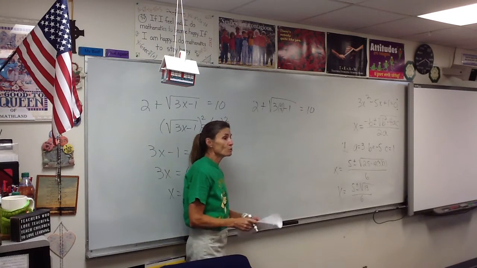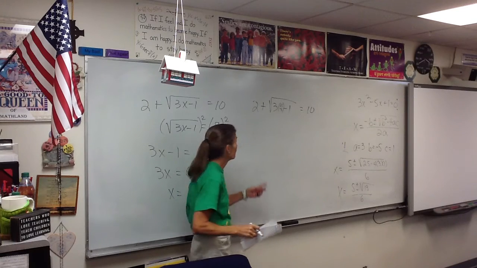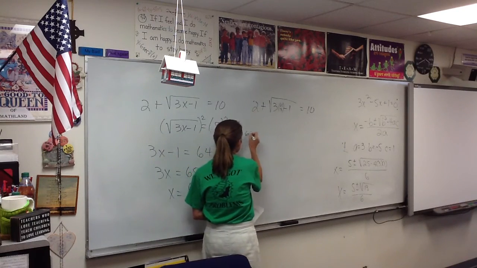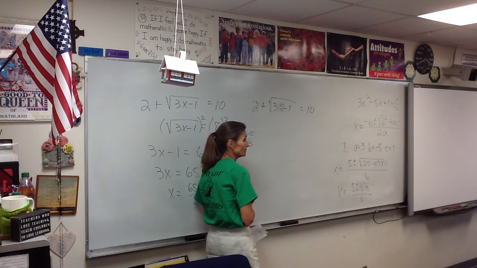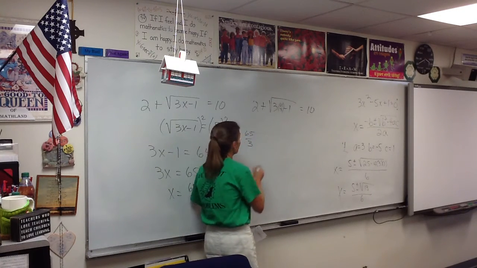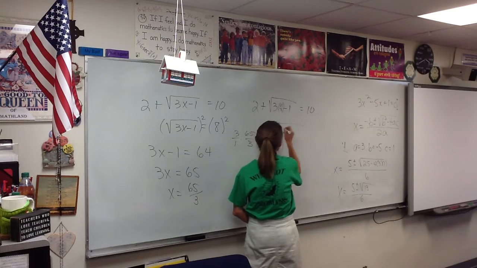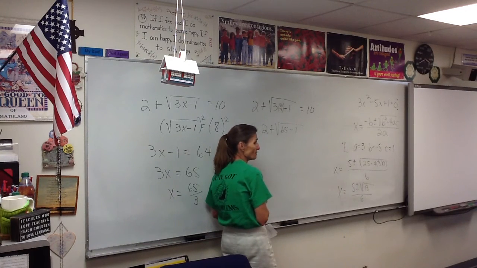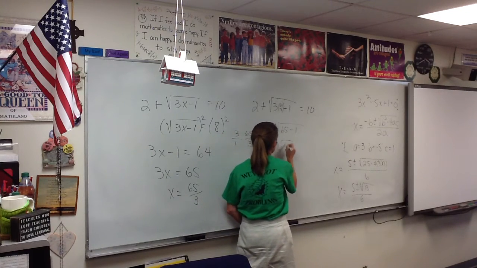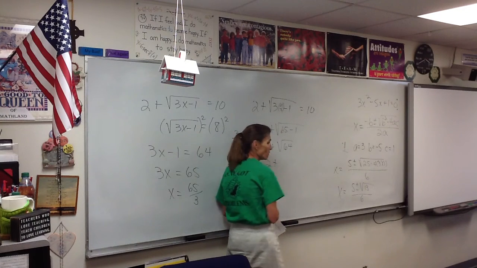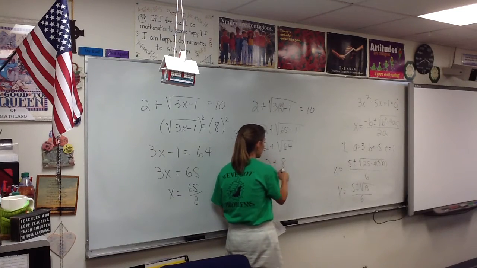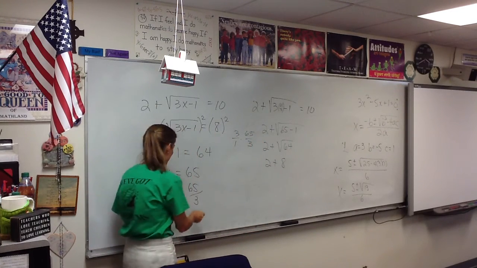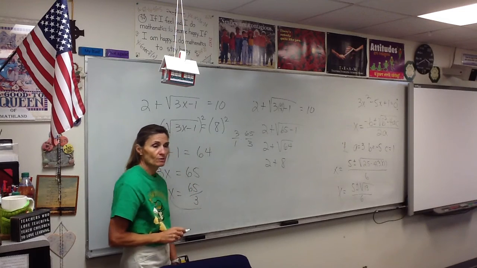Now, before you start freaking out, what's 3 over 1 times 65 over 3? Just 65. Don't panic, that's just 65. What's 65 minus 1? 64. What's the square root of 64? 8. What's 2 plus 8? 10. Does this check? Yes. So that's our answer.